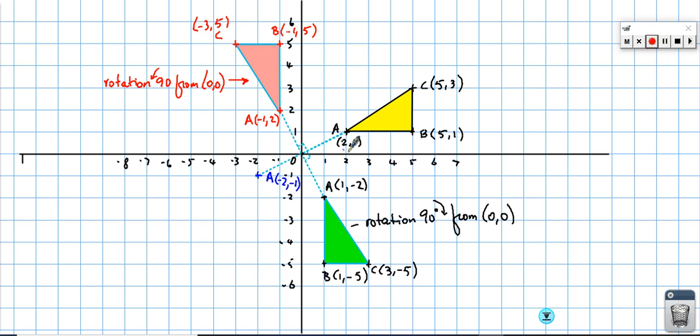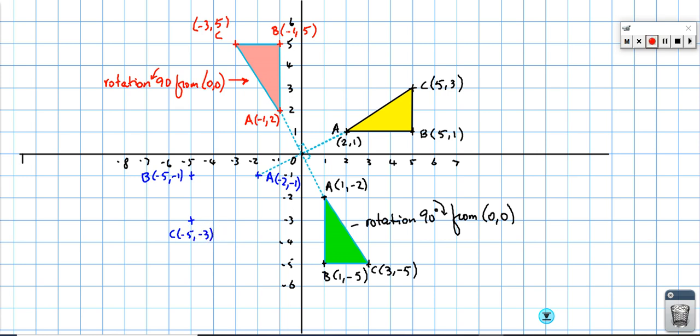If we compare the two coordinates, we can clearly see that the x and y coordinates remain the same. Only the signs have changed. So translating that, if we have B (5, 1), we're going to change the sign. It's going to be (minus 5, minus 1). So this is B (minus 5, minus 1). And we have C, which is (5, 3). It's going to be (minus 5, minus 3). Let's see, C (minus 5, minus 3).